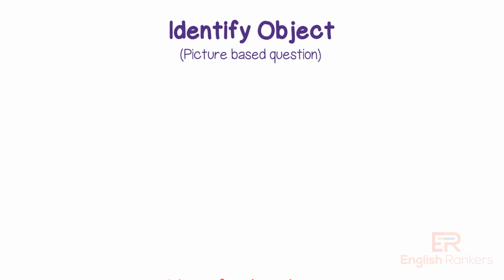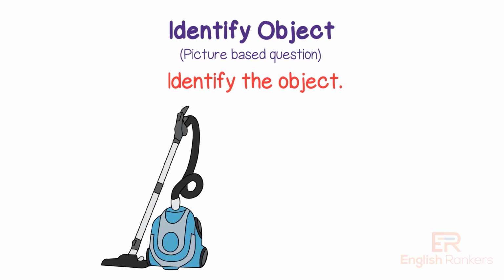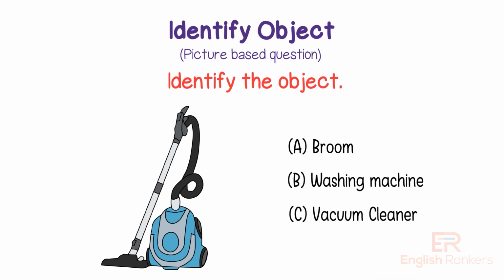Look at this question. Identify the object. Option A, broom. Option B, washing machine. Option C, vacuum cleaner. The answer is vacuum cleaner. It is a vacuum cleaner picture.